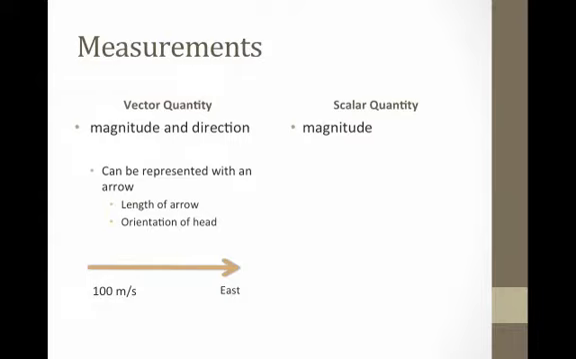Vector quantity has both magnitude and direction, whereas scalar quantity only has magnitude. An example of a scalar quantity is speed, 100 meters per second. It does not involve direction. Think of other things that we make measurements of that do not involve direction. You might think of time, mass, and length, or distance. These are all scalar quantities because they do not involve direction.